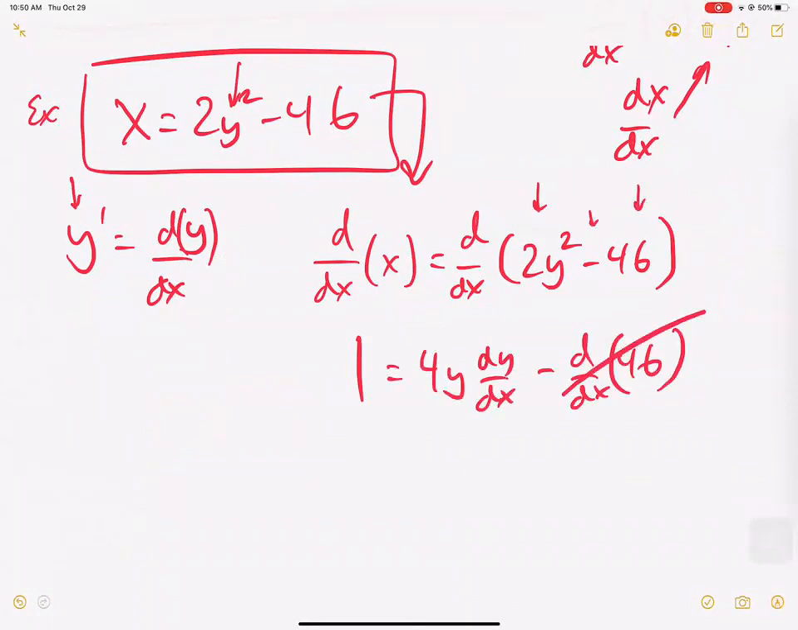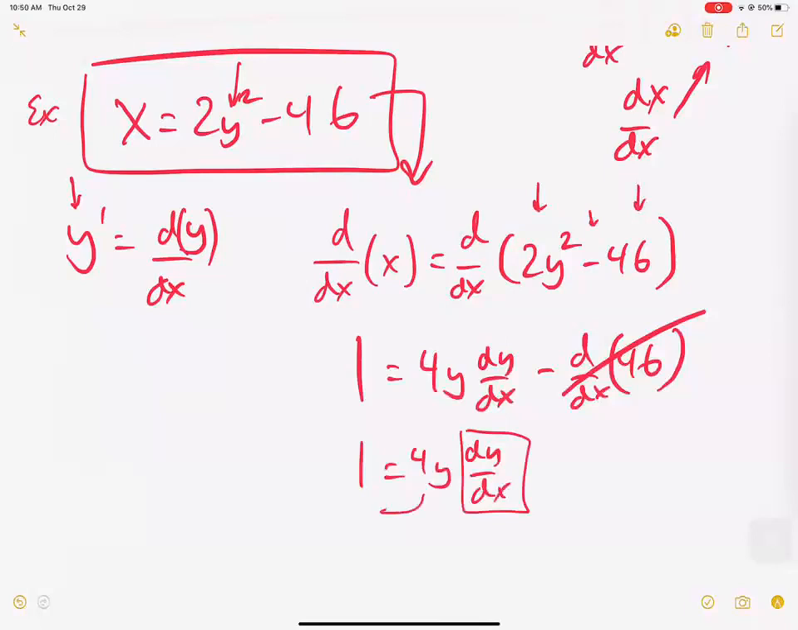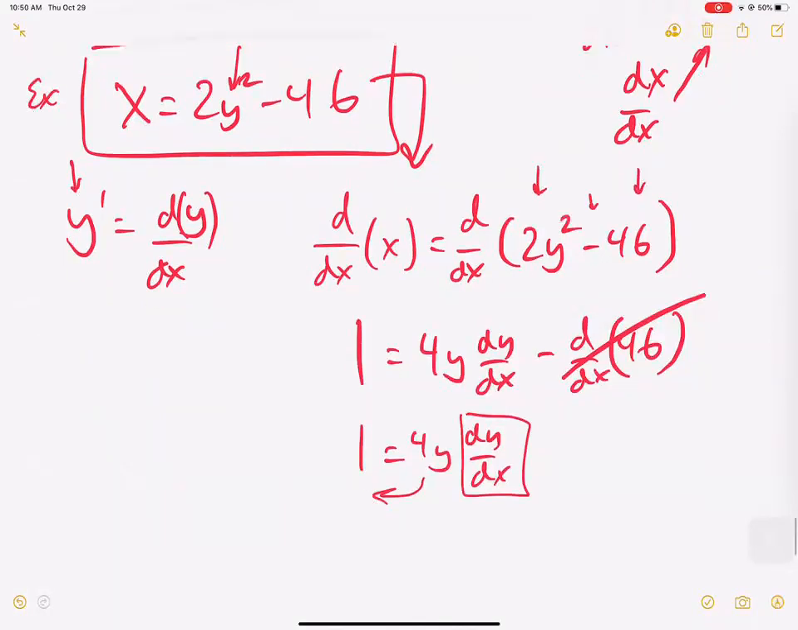We're left with 1 is equal to 4y dy over dx. Now, remember, they asked us to solve for y prime, dy over dx. Don't we have dy over dx here? So we move the 4y over, and we get 1 over 4y equals dy over dx.